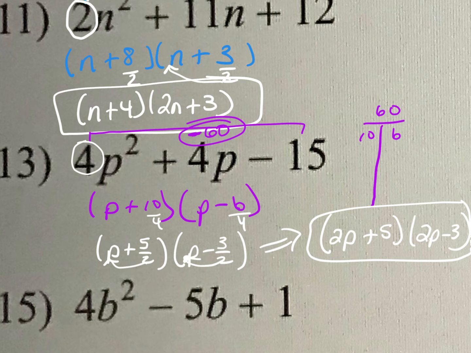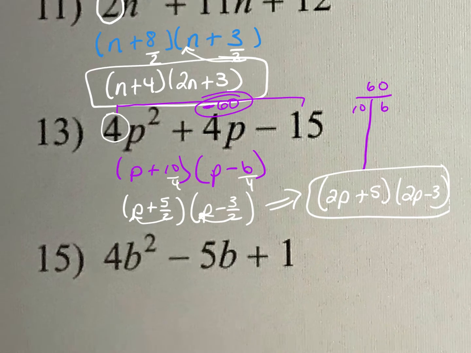If you guys didn't simplify the 10 over 4 and the 6 over 4, when you wrote your parentheses out, you'd have 4p plus 10 and then 4p minus 6, and then you would have to have seen at that point that you could have factored out a 2. So just try and simplify from the beginning. It's the easiest thing to do.